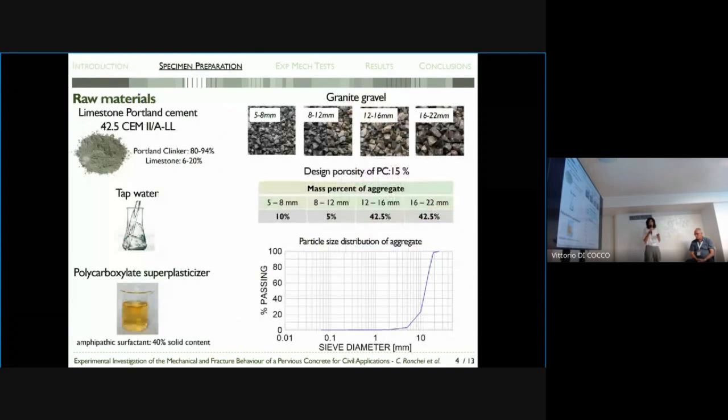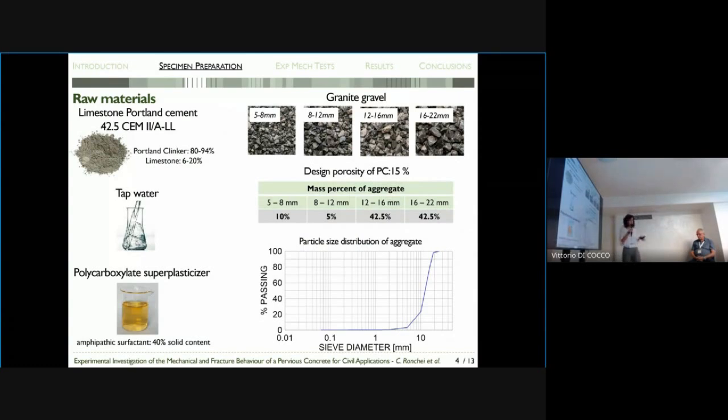the University of Parma. The raw materials employed for the specimen preparation are limestone Portland cement, natural aggregate, tap water, and an additive. The cement is a 42.5 SN2ALL characterized by Portland clinker and limestone percentages in the range between 80 to 94% and 6 to 20% respectively. The natural aggregate is a granite gravel with a particle size between 5 to 22 millimeters.